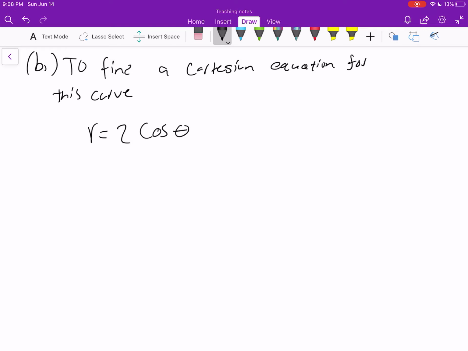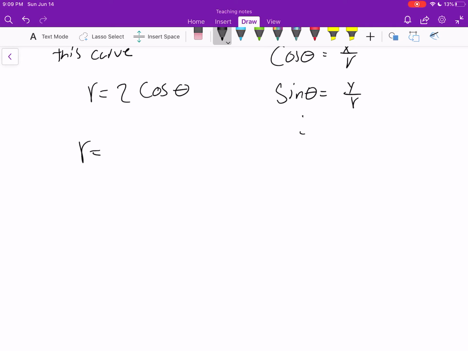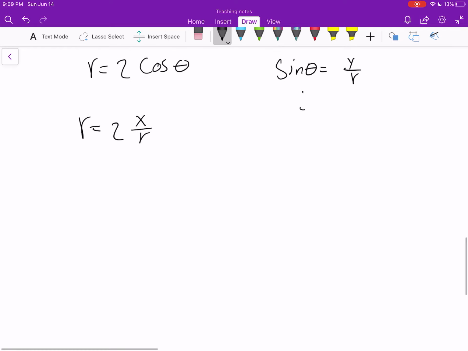all the different things we have in terms of, I know cosine theta is equal to x over r. And I have all my other ones. Sine theta is equal to y over r, and so on and so forth. We'll really just need the first one. So this is a matter of, there is no clear-cut way of doing it. You just play around until you get something that works. So cosine theta then is x over r. This is 2x over r. If I multiply the r over, I'm going to get 2x is equal to r squared.